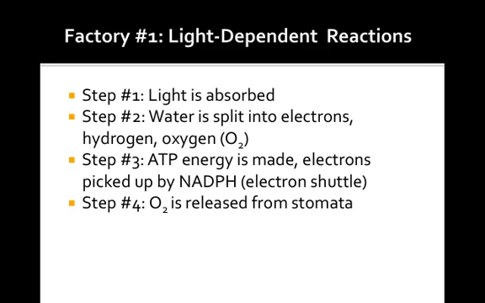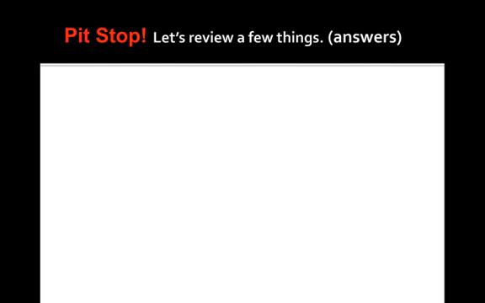Oxygen is released. So from the plant's point of view, it's a waste product. So good thing for us that we need that. Energy is made in the form of ATP. Electrons that are stripped from water get picked up by this electron shuttle, or a taxicab, and then go on to the second factory. So let's kind of just stop and assess things for just a second.